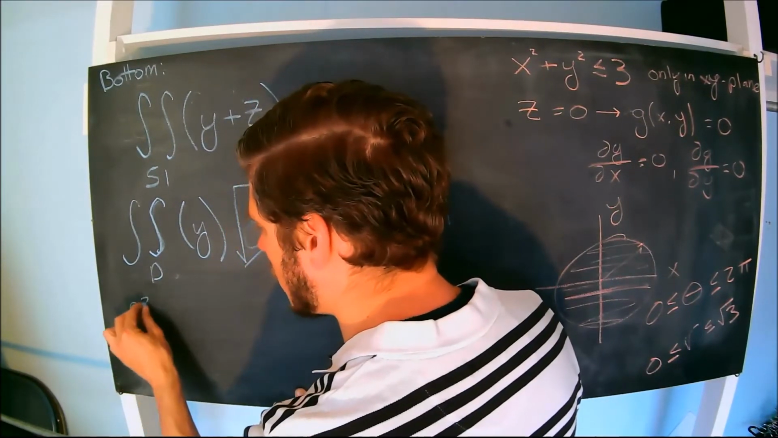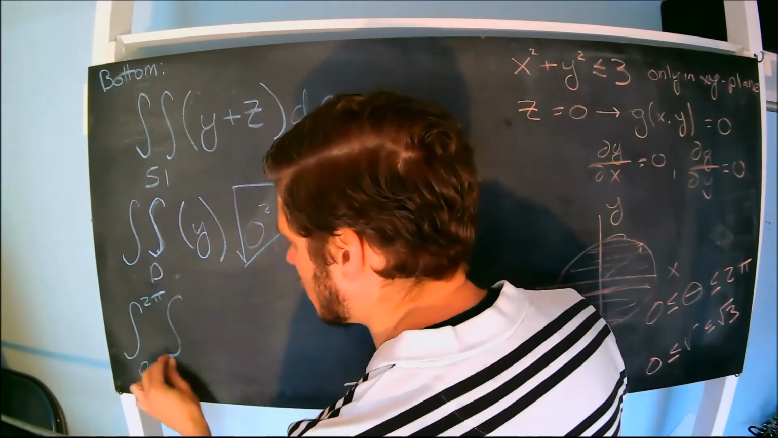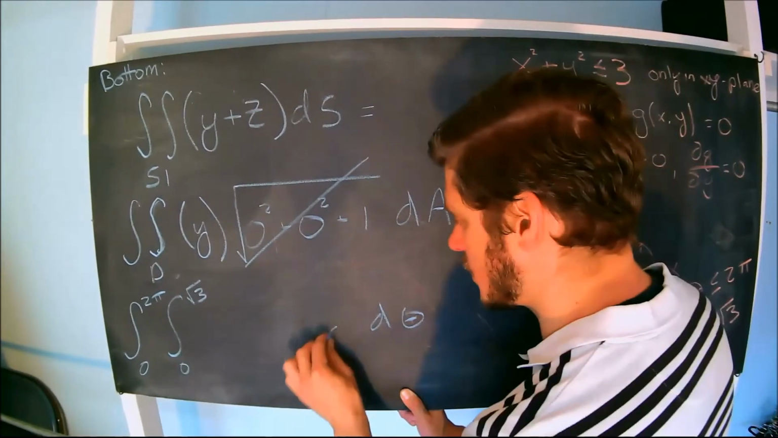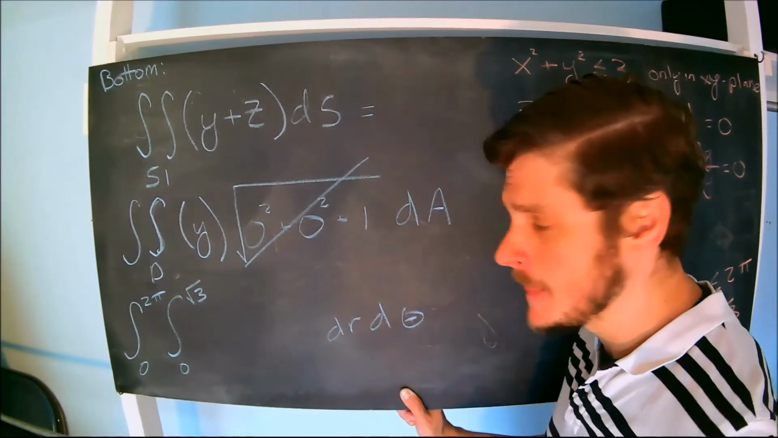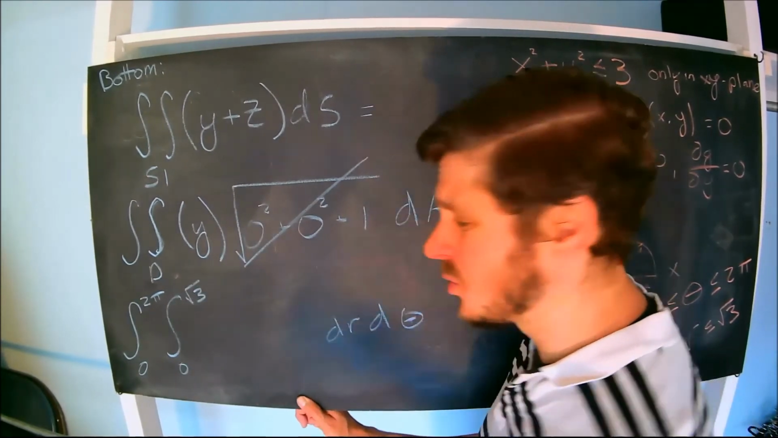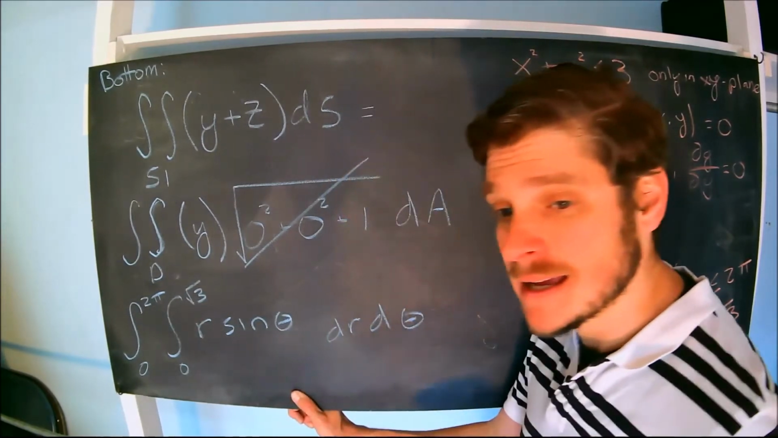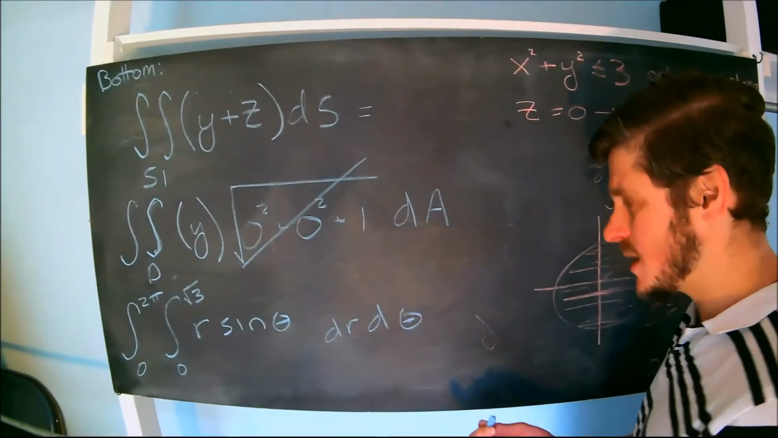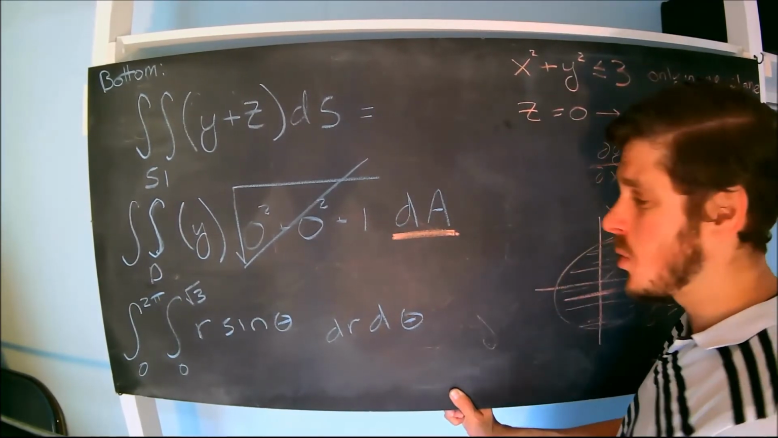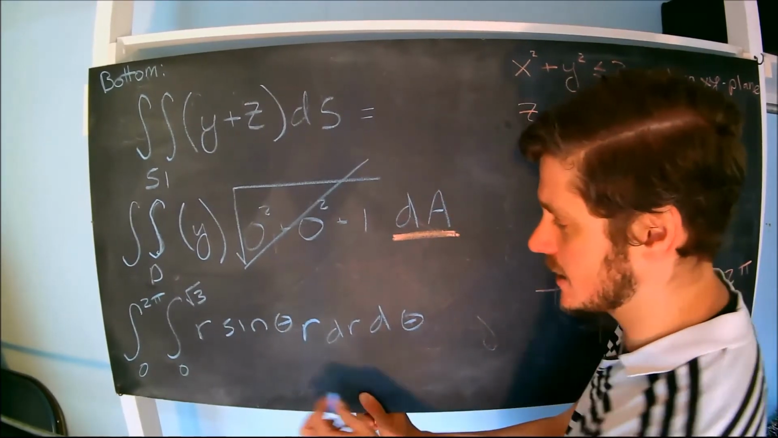So integrating, so 0 to 2 pi. And again, I'll put my d theta there at the end. Then integrating from 0 to root 3 for my r. So there's my dr. And then, well, replacing y. Well, we know from polar coordinates that y equals r sine theta. And then here's the big one we don't want to forget, right? That dA.